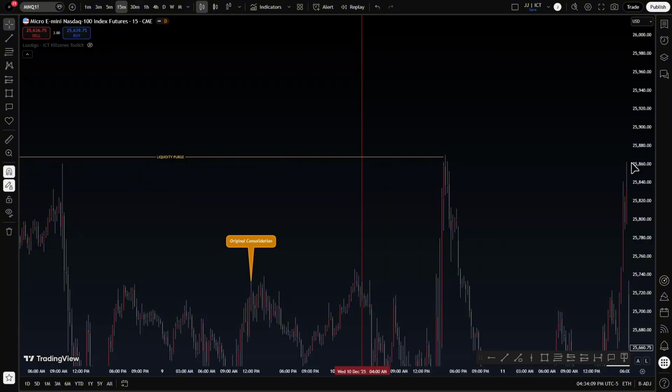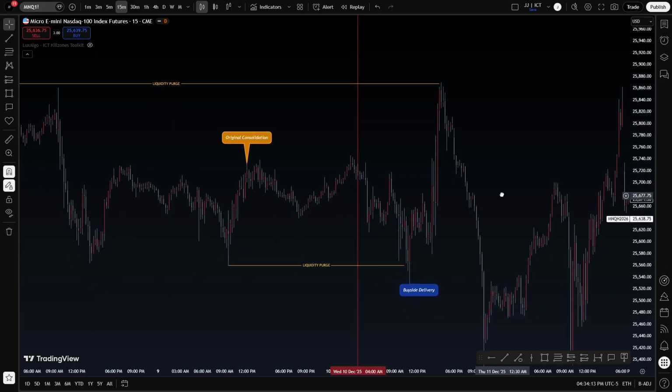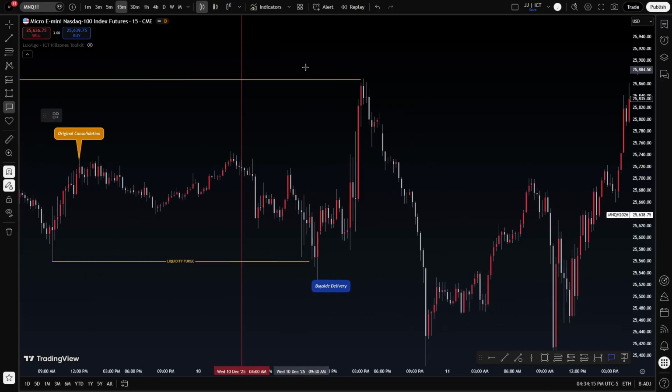But you get the point. We take out buy side liquidity in the form of the manipulation for the buy side delivery, in which next is what? The sell side delivery. Let's mark that. Boom, bam, bow, bang.